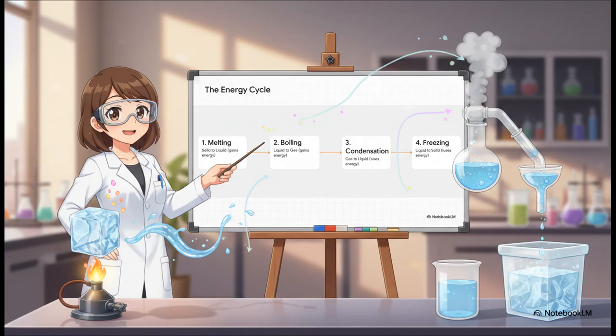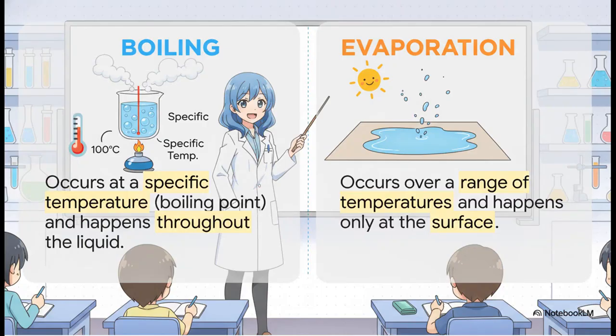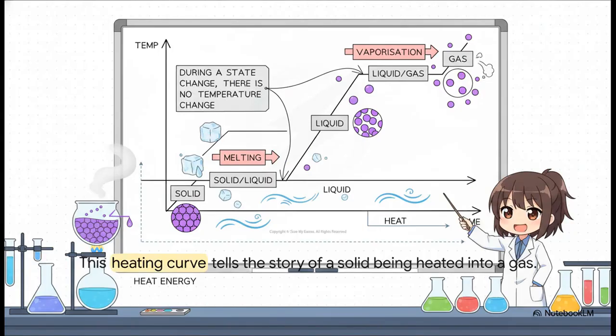See? A perfect cycle. Now you might have noticed the word evaporation on that map, and you might be thinking, isn't that the same as boiling? Well, not quite, and it's a really important difference. Boiling is like a big, dramatic party that happens everywhere in the liquid at one specific temperature. Evaporation, though, is much quieter. It only happens at the surface, and it can happen at almost any temperature, as the fastest particles just decide to escape.